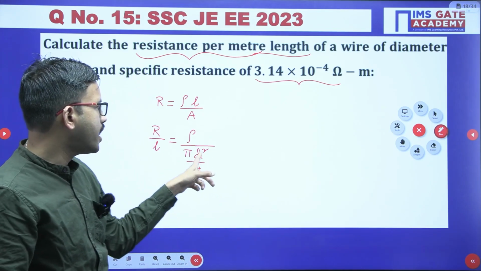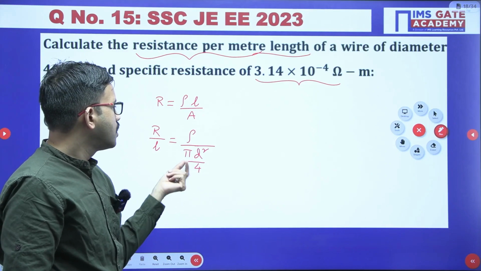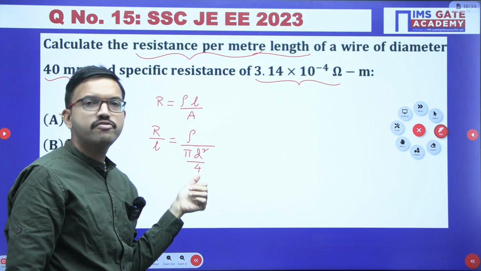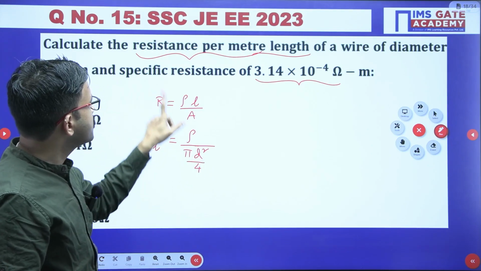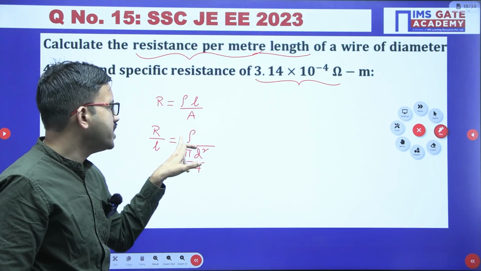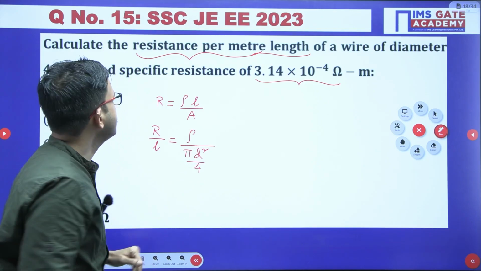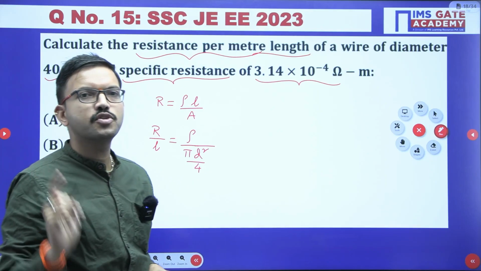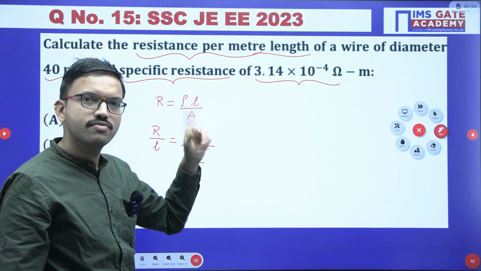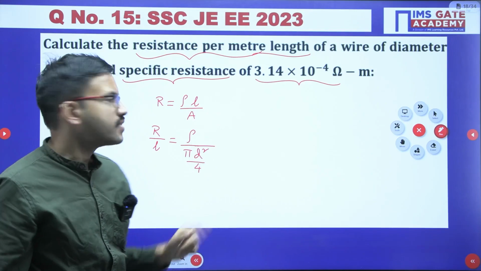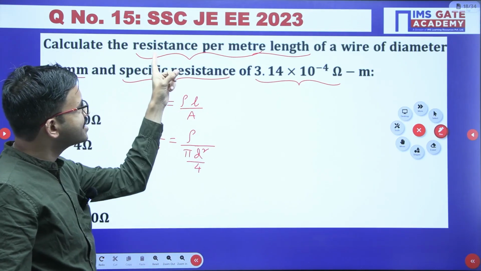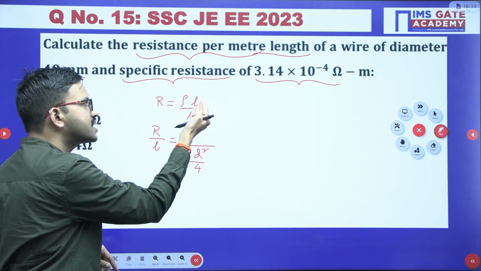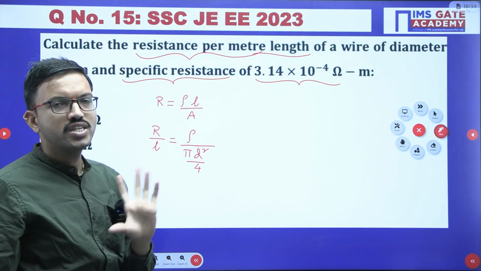So area is nothing but pi r square, where r is nothing but d by 2, so d square by 4 you are getting. In general, you know that rho is nothing but resistivity. But in this question, they have given specific resistance. Both are same. Resistivity and specific resistance both are same. Once you know this wording, then you can easily solve. And one more interpretation here: since they have asked resistance per unit length or per meter length, you are bringing this length to this side. That is the only twist in this question.